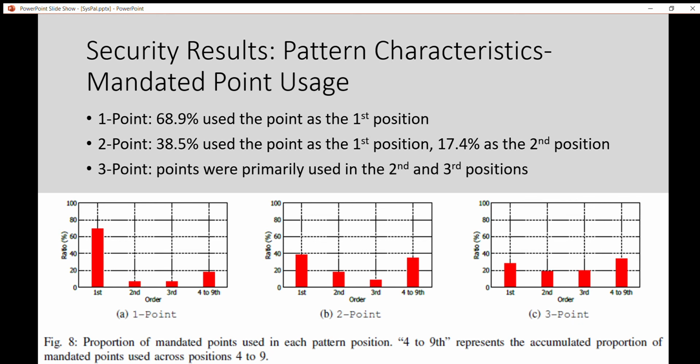In regards to security results, pattern characteristics, and the mandated point usage. We did see that there was a somewhat bias in the 1 point and 2 point options where users tended to use one of the points as the starting position. On the 2 point method, 39% of users used one of the points as the first position and 19% used it as the second position. In the 3 point model, surprisingly, it's a little more evenly distributed, where points were primarily used in the second and third positions.